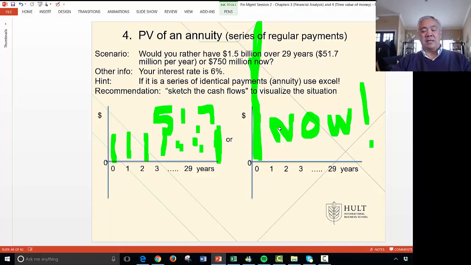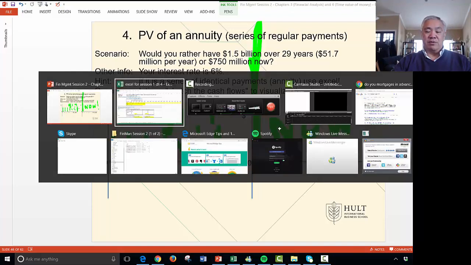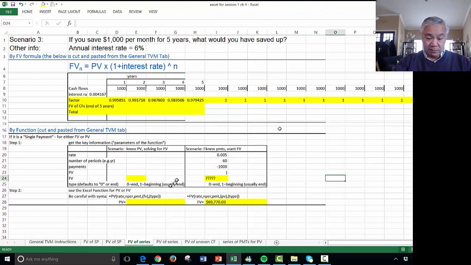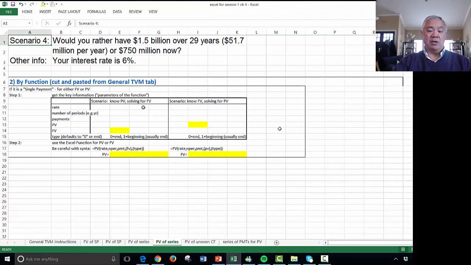Okay, so that's the choice. All right, so that's pretty ugly, I must say. So when we move to the tabs, we're going to use, again, since it's so many years, I'm not going to bother with laying out 29 years of columns. So I'm going to go right to the case of a PV. So here, I'll just write, we know the payments, and we want the PV.